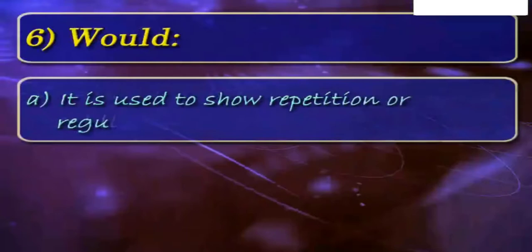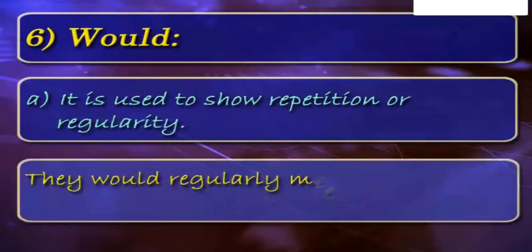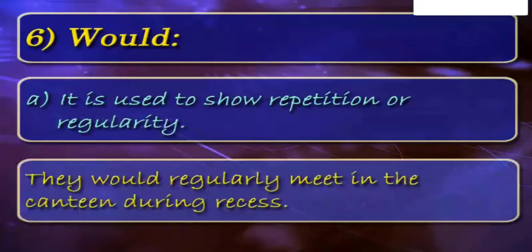Next type of helping modal verb is would. A. It is used to show repetition or regularity of something. They would regularly meet in the canteen during recess. Here, would is used to show regularity of their meeting in canteen during recess.